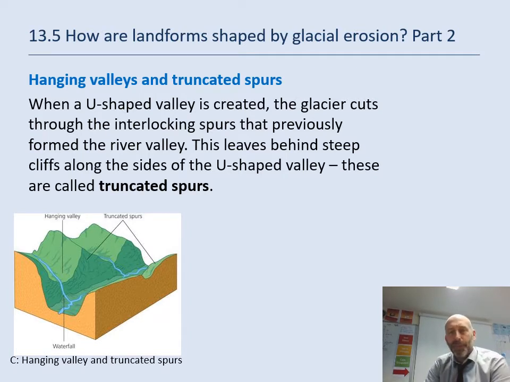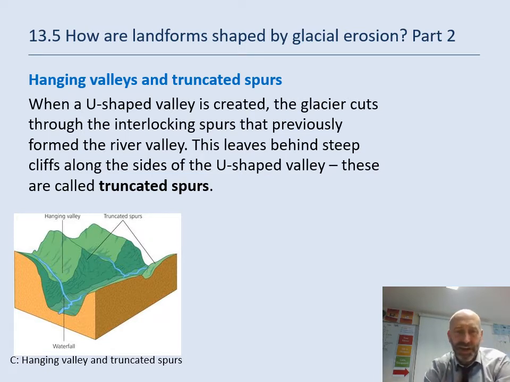Okay, so we've talked about U-shaped valleys, and I mentioned hanging valleys as well. Now, where the huge main glacier is moving slowly down, eroding away, it creates two more features, and you can see them in this small diagram here. So where you had interlocking spurs like this, coming from either side of the valley and the river winding its way, the huge glacier has completely eroded those away. And that's created something called truncated spurs.